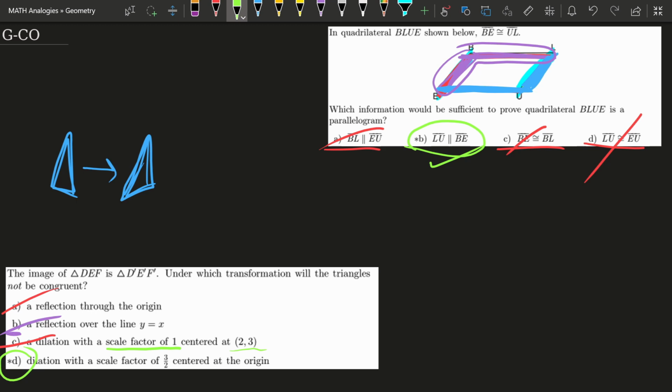Choice D will be the only one that's kind of bad. Now, if we dilate with a scale factor of 3/2, that's like we're taking our triangle and we are increasing it in size by 3/2 or 1.5. So that is no longer congruent.